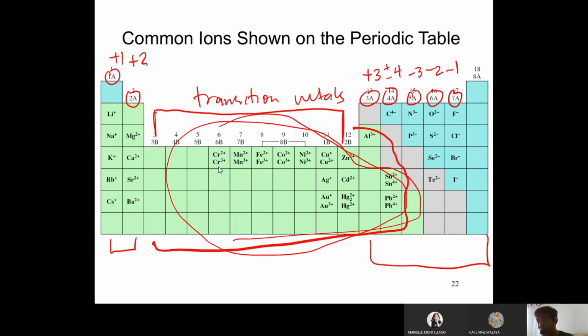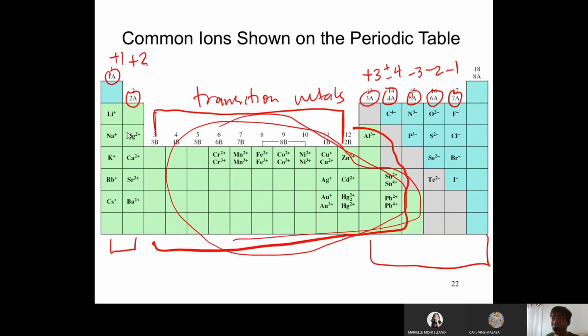For example, look at this one, 6B. But the charges it forms are positive 2, positive 3. The reason is that these elements in the middle contain d orbitals, and those d orbitals can release multiple electrons. So they're harder to predict. How do they know the charges? They just take what exists in nature. That's what scientists use.